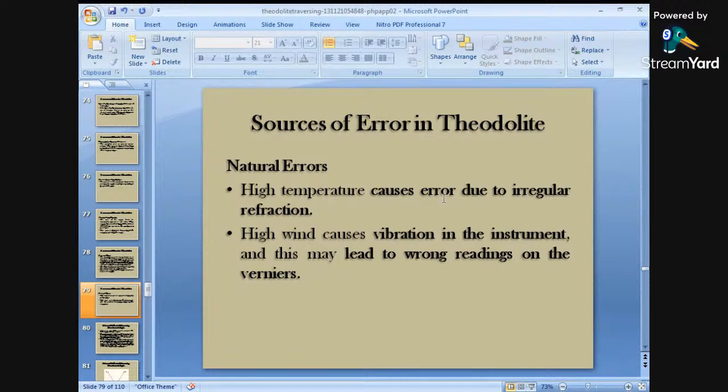Then there are natural errors. Sometimes high temperature causes high error due to irregular refraction. Then high wind causes vibration in the instrument, and this may lead to wrong reading on the vernier.